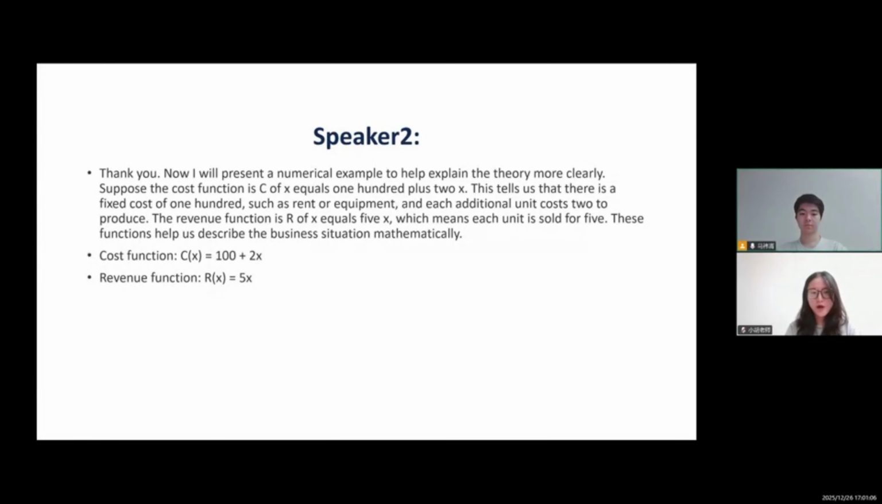Thank you. Now I will present a numerical example to help explain the theory more clearly. Suppose a cost function is C of x equals 100 plus 2x. This tells us that there is a fixed cost of 100, such as rent or equipment, and each additional unit costs 2 to produce. The revenue function is R of x equals 5x, which means each unit is sold for 5. These functions help us describe the business situation mathematically.